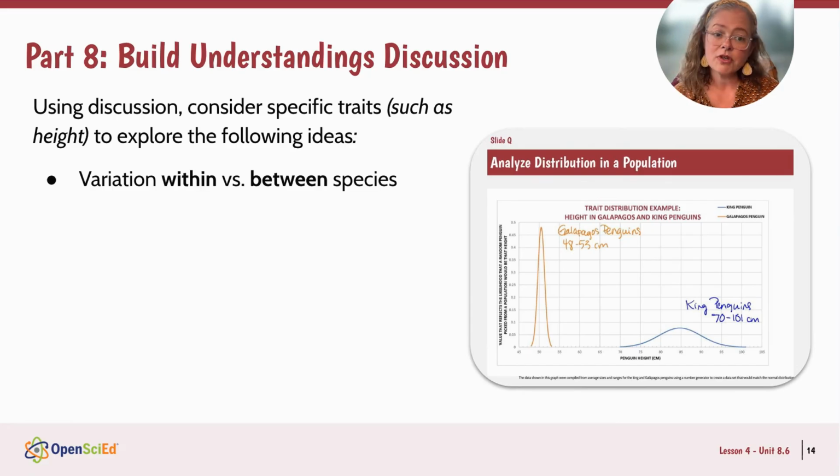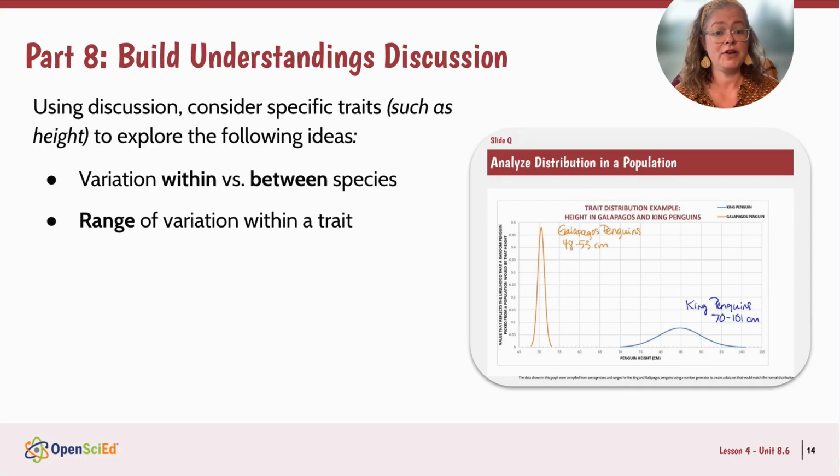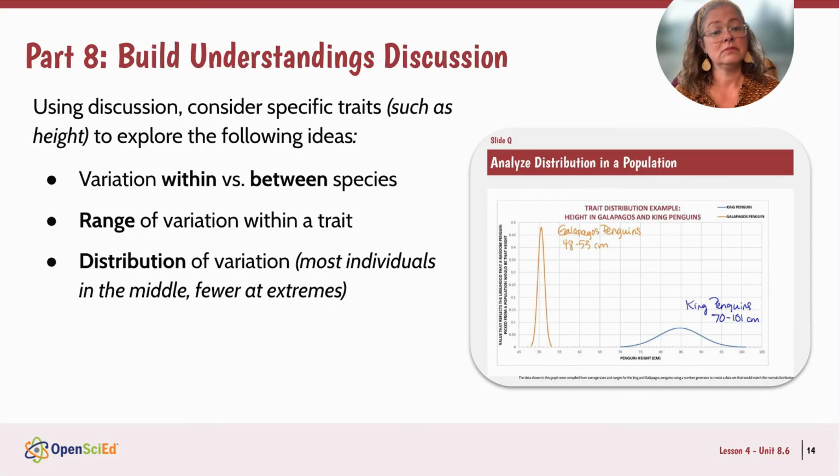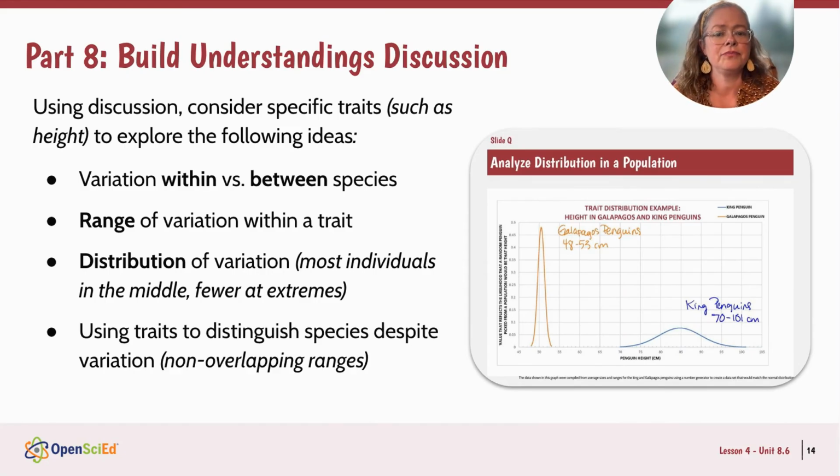variation within versus between species, range of variation within a trait, distribution of variation, or this idea that most individuals are going to occur within the mid region of this range. There will be fewer at the extreme ends. And then using traits to distinguish species despite variation. So looking at those non-overlapping ranges to determine which species a particular fossil may have belonged to.